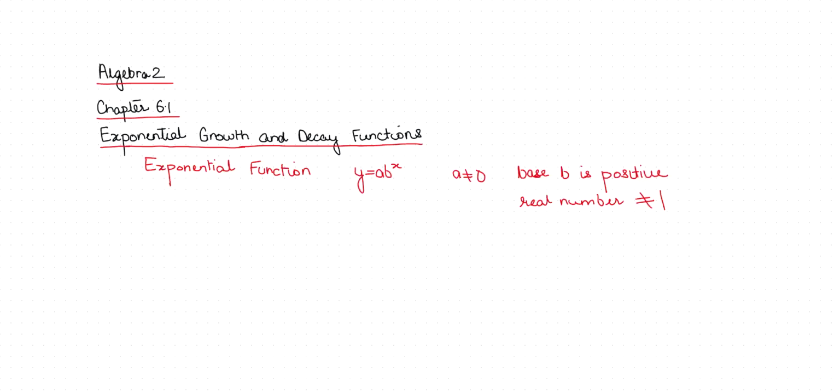Hello. So we are doing Algebra 2, Chapter 6.1, Exponential Growth and Decay Functions. A basic exponential function can be given with this equation: y is equal to a b raised to power x, and a cannot be equal to 0 and b is the base. It is any positive real number except 1.